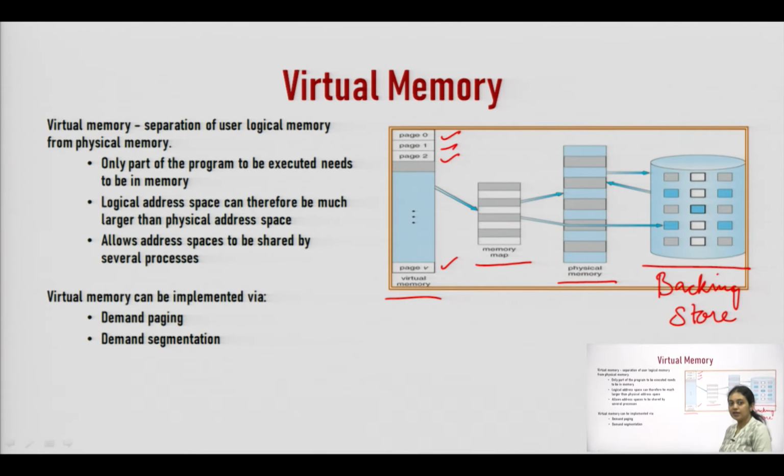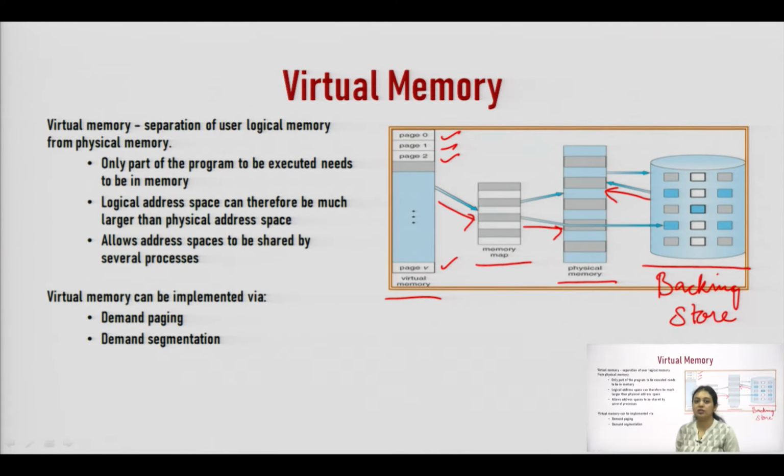This is our backing store where actually the processes are residing. Now, if a particular module, a particular process is required for execution, then it is brought from the virtual memory through the memory map into the physical memory. If it is not there, then the backing store is concerned, and from here the process is brought into the physical memory.